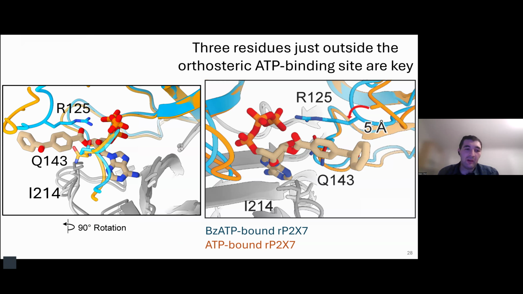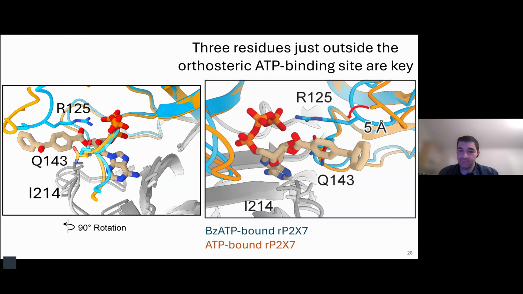The final residue that I want to point out today is glutamine 143. In the ATP bound structure in orange, glutamine 143 points away from the ligand to the left. And in the BZ-ATP bound structure in blue, glutamine 143 points towards the ligand and forms multiple new interactions.